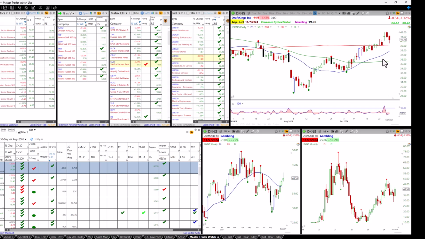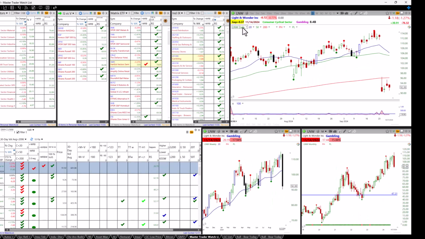So there was institutional participation on that. That's a good sign. Sometimes prices go down and you get volume spikes, and that's a capitulation type of move. We could sort this by what has done the worst on the week, and we see Light and Wonder. Never seen that before, but that gap down in big volume, pretty bad.